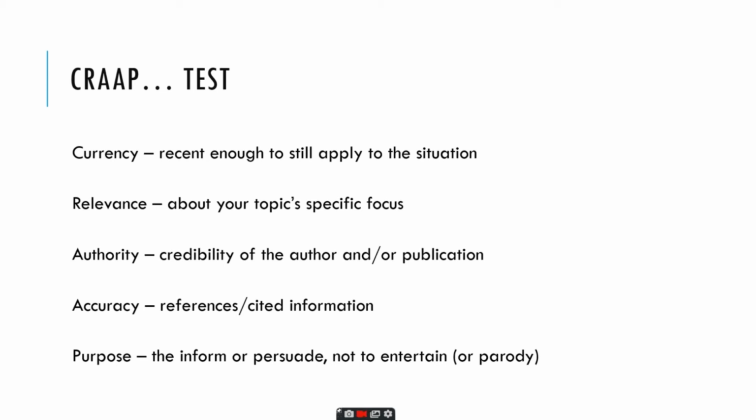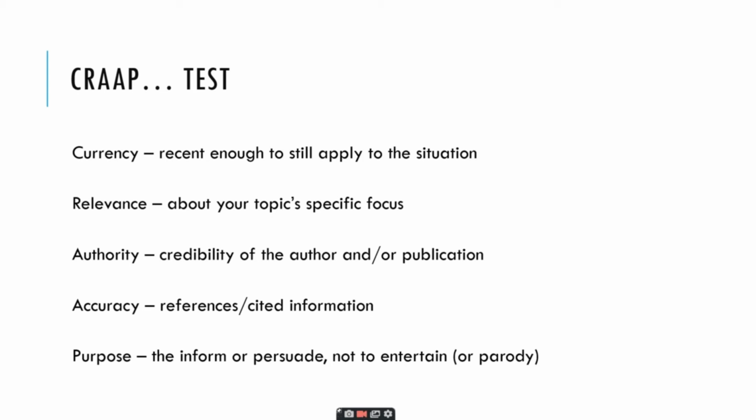Authority, that's where we talk about credibility. Credibility of the author, if possible. Sometimes there won't be an author listed. Does that mean you can't use it? No, it does not mean that. But it means that you then need to make sure that the publication has a lot of credibility. That helps determine whether the authority is good.